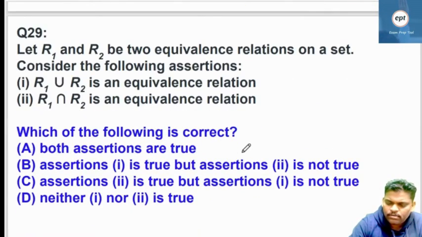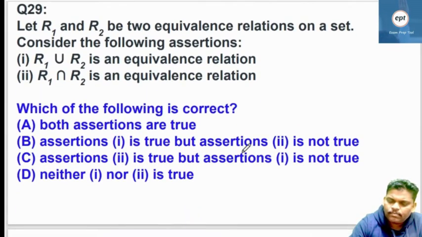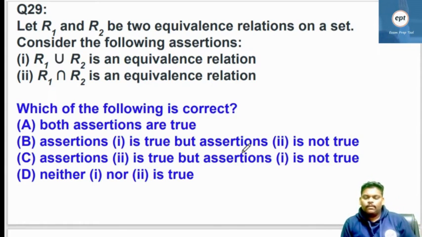Let's go to the next. Can you say what is the answer of this? So what is the answer?